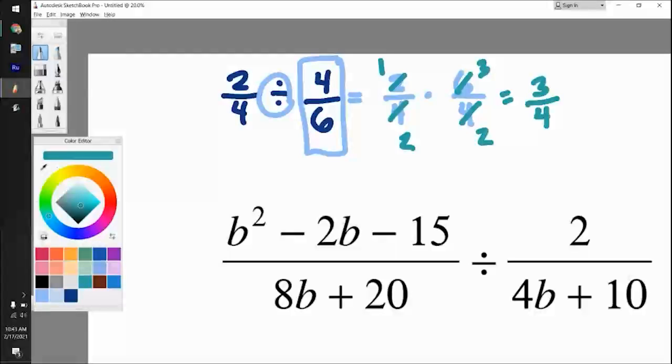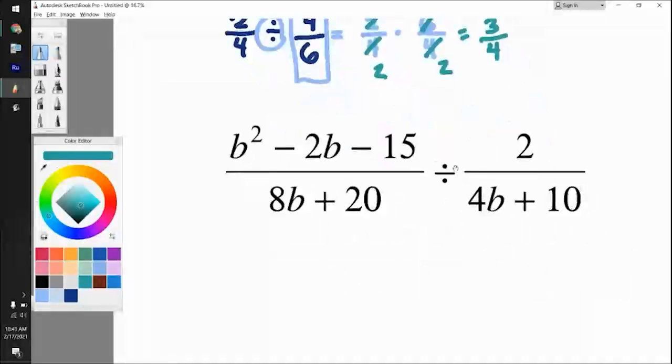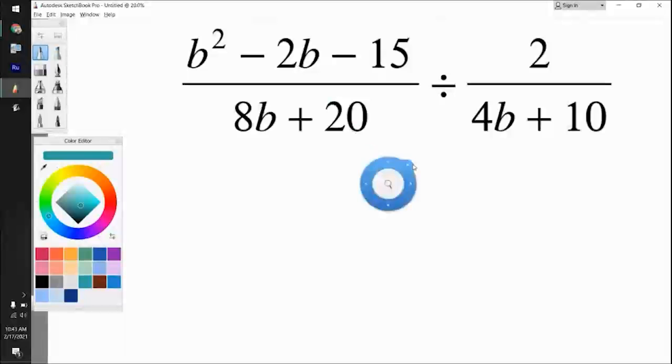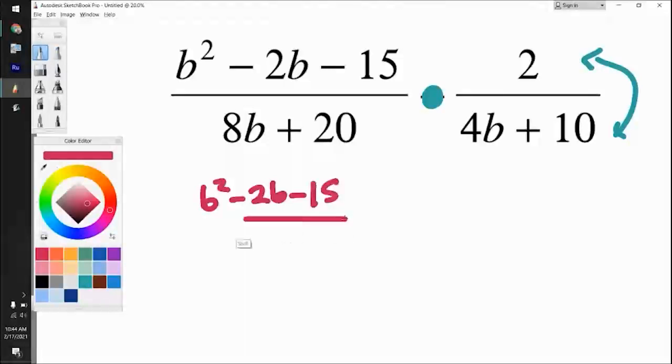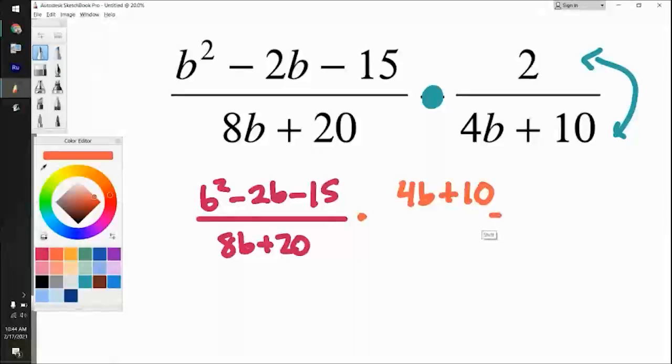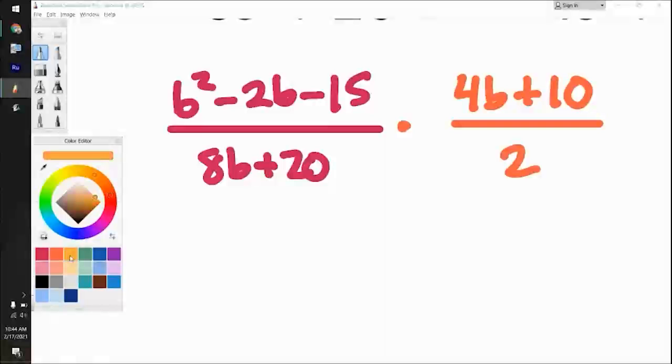Okay. It is the same exact rule for dividing rational expressions. You want to multiply by the reciprocal. So right away, what I would do is change this to a multiply and then flip this. So you're going to end up with b squared minus 2b minus 15 all divided by 8b plus 20 times 4b plus 10 over 2. Okay. Now it's the same thing as a multiplying rational expressions problem, only we have to factor it like we did last time. So factor this top part right here.